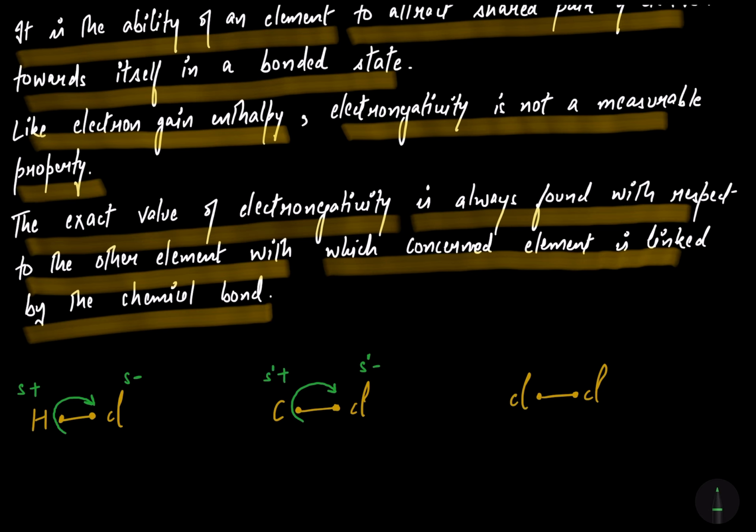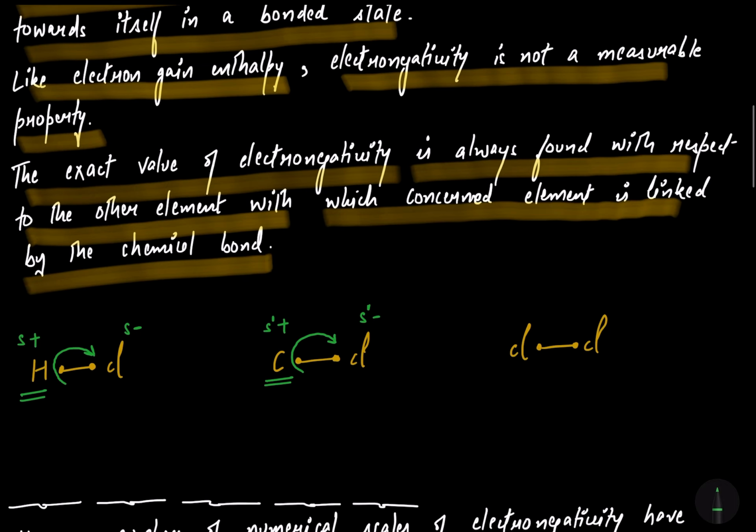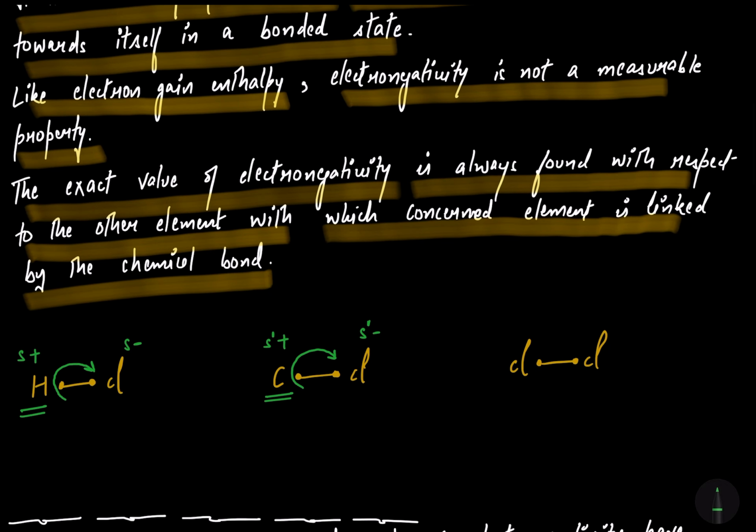Now, the electronegativity difference between carbon and chlorine is much smaller than that of hydrogen and chlorine, so the charge separation in the case of carbon bonded to chlorine will be lesser than the charge separation of hydrogen and chlorine. So what I'm trying to show here is that the delta negative of chlorine in case of HCl is greater than the delta dash negative of chlorine in case of C-Cl. So that means the value of electronegativity of chlorine varies with the different elements to which it is bound.